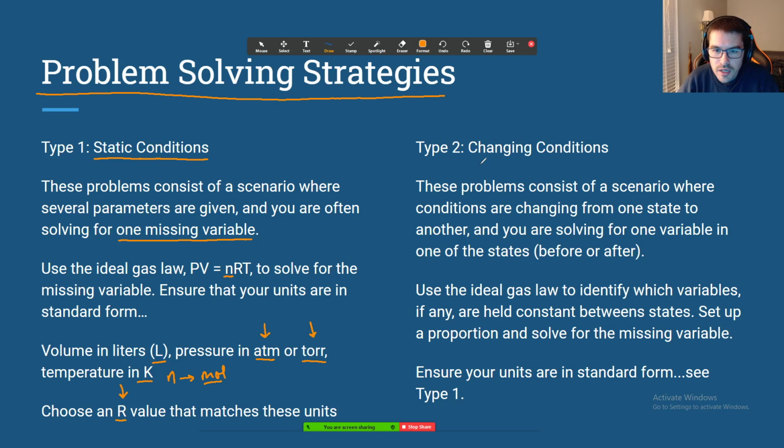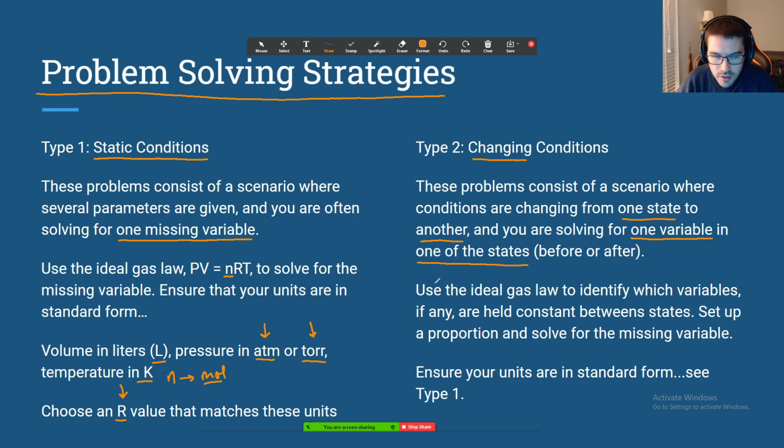Type 2 is the opposite: changing conditions. So these problems consist of a scenario where the conditions are changing from one state to another. Usually you're going to see words like increasing the pressure or decreasing the volume or increasing the temperature, things like that. That's going to clue you into realizing that, hey, this is going from one state to another. I have changing conditions. Usually what you're doing here is solving for one of the variables in one of the states, either the before or the after, usually the after.